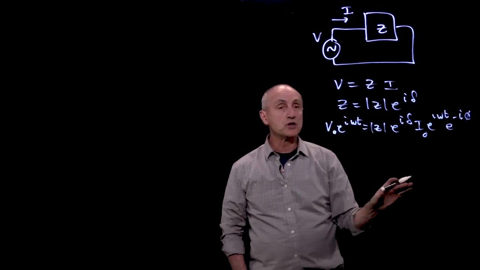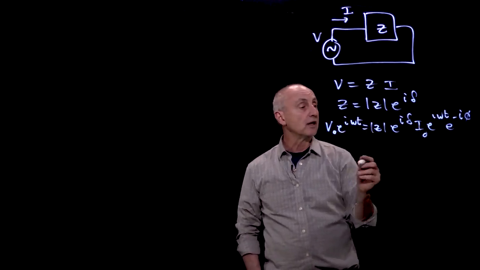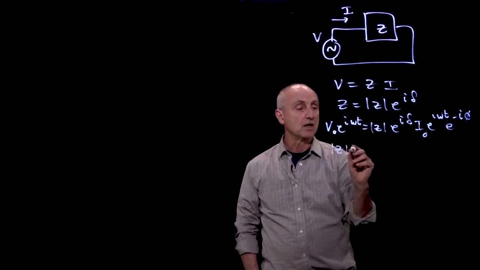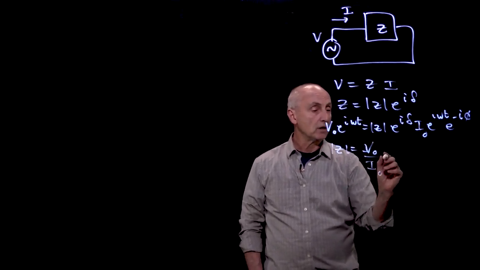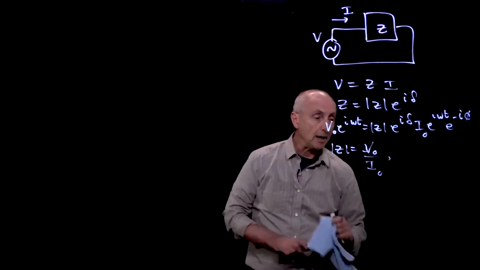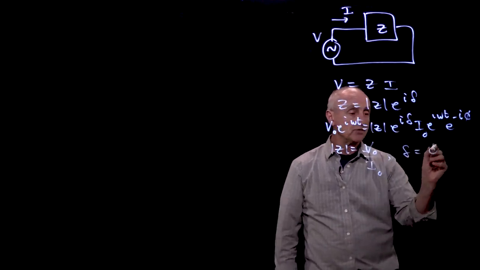In order for this equation to work, we can divide through by the time dependence, and we see that the modulus is equal to V naught over I naught, and the phase, delta, is phi.